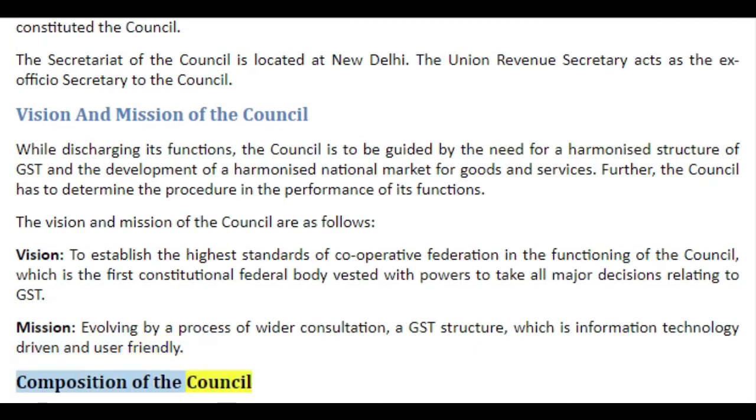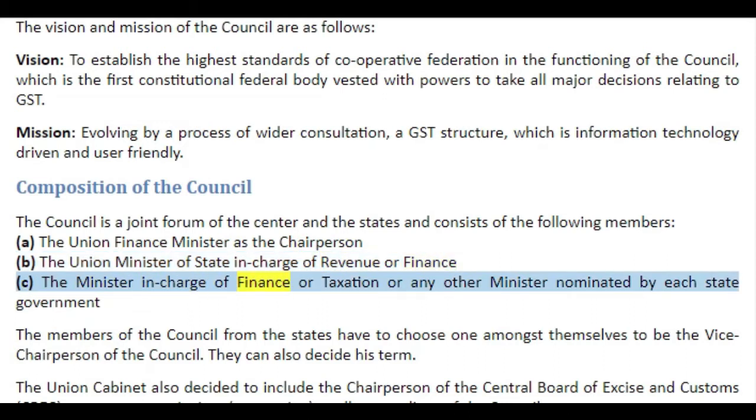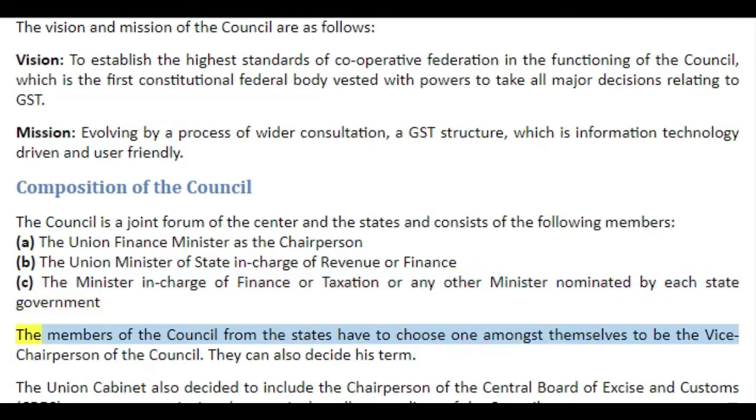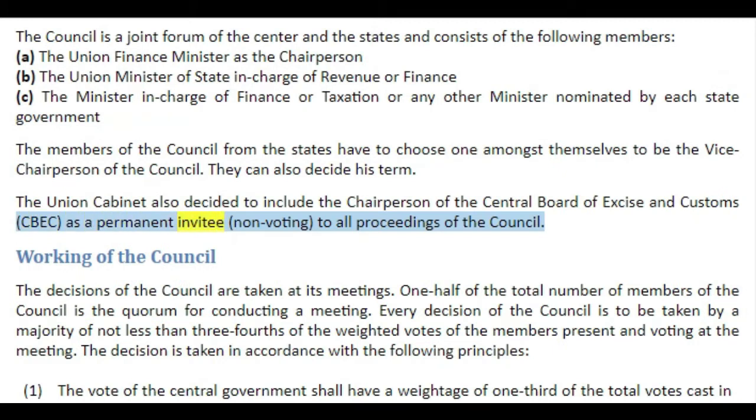Composition of the Council. The Council is a joint forum of the Centre and the States and consists of the following members: A. The Union Finance Minister as the chairperson. B. The Union Minister of State in charge of Revenue or Finance. C. The Minister in charge of Finance or Taxation or any other minister nominated by each state government. The members of the Council from the states have to choose one amongst themselves to be the Vice Chairperson of the Council. They can also decide his term. The Union Cabinet also decided to include the Chairperson of the Central Board of Excise and Customs, CBEC, as a permanent invitee, non-voting, to all proceedings of the Council.